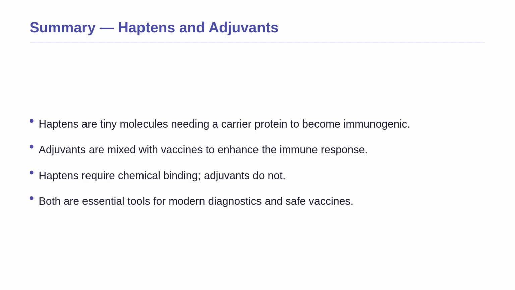We have covered a lot of ground today, so let us reinforce the most important takeaways. First, remember that a hapten is a tiny molecule that needs a physical, chemical ride on a large carrier protein just to be seen by the immune system. Second, an adjuvant is a separate chemical mixed with a vaccine to sound the alarm, ensuring the immune system reacts strongly to a safe, purified antigen. The key distinction is that haptens require covalent chemical binding, while adjuvants are simply mixed in.